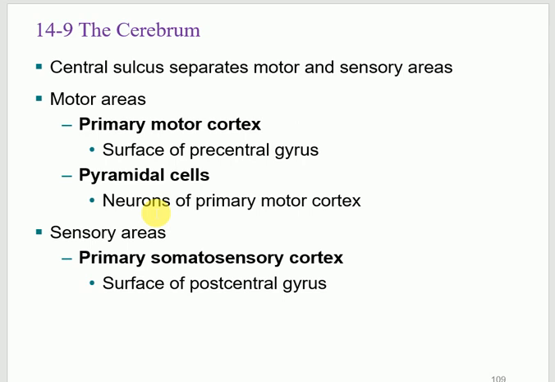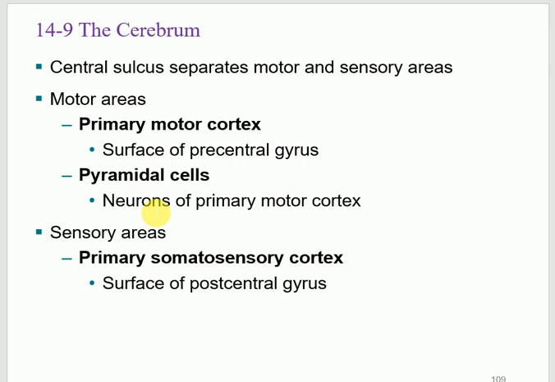For anatomy, what is this? Precentral gyrus. Where is it? In front of the central sulcus. That's it. This is anatomy. Physiology, primary motor area. What does it mean? Primary motor cortex. This is the one that initiates all these voluntary movements.